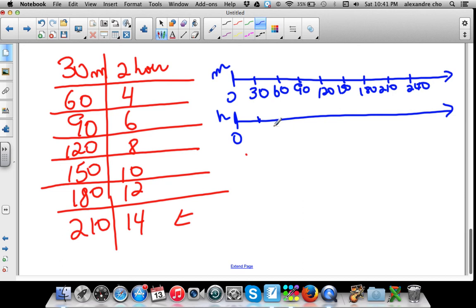Okay, and this one we have hours, so we'll skip count by 2, 4, 6, 8, 10, 12, 14, and 16. The one we're interested in is 14, and in 14 hours, 180 miles are driven. Okay.